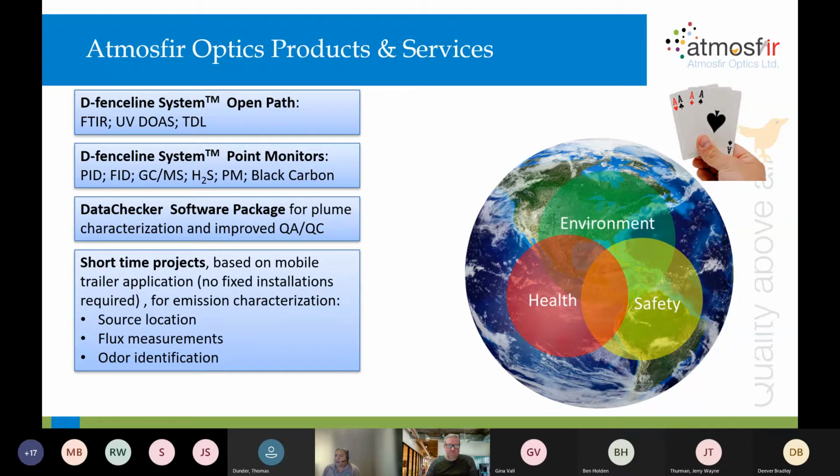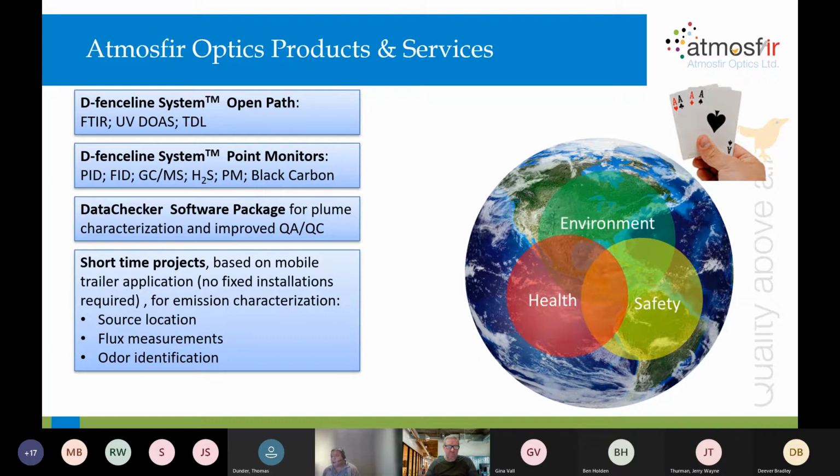We also integrate point monitors like PIDs and FIDs. We combine with gas chromatography, an H2S monitor, and a particulate monitor, and we can do a combination of both open path and point monitors. Our proprietary element is the algorithm, or what we call the data checker software package, that helps us with characterization of the plume and improved quality assurance of any instrumentation.